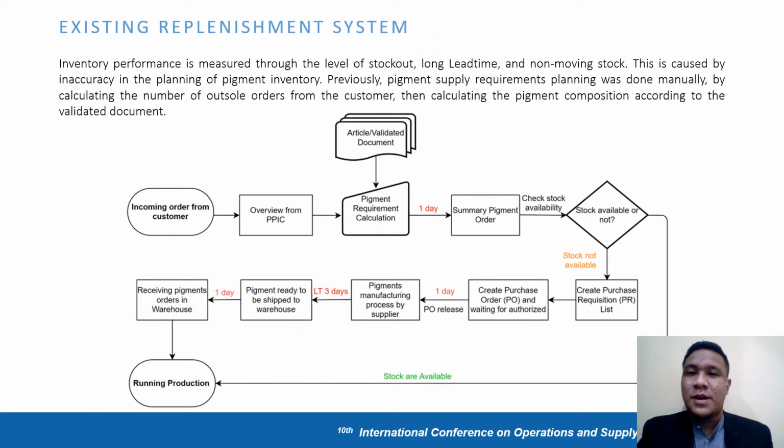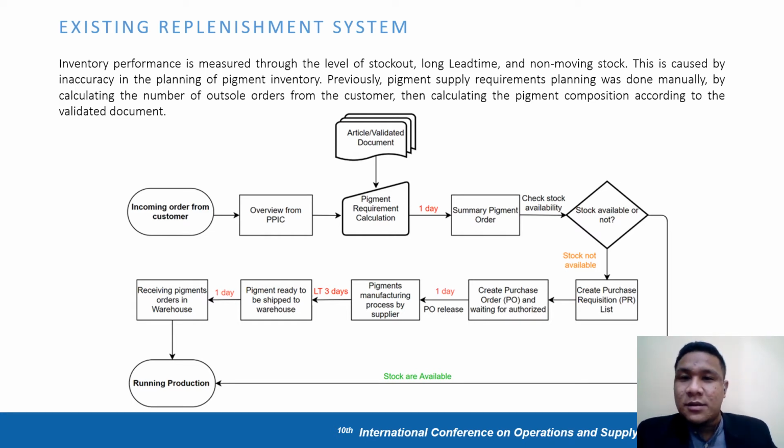The next slide is the replenishment system with the existing process flow. It's mentioned on the picture. Incoming orders from customers will be handled by PPIC to make a summary overview with the article document. It becomes preparation for pigment requirement and is calculated with the output summary of pigment orders. Though there is a lot of calculation here, it will be finished in 1 to 2 days after we receive the incoming orders, and we need to check if there is stock in the warehouse or not.